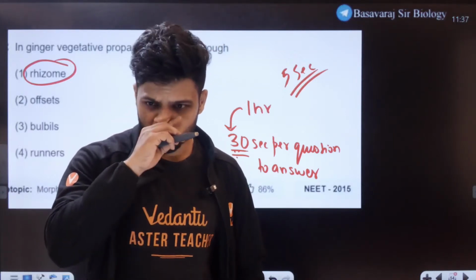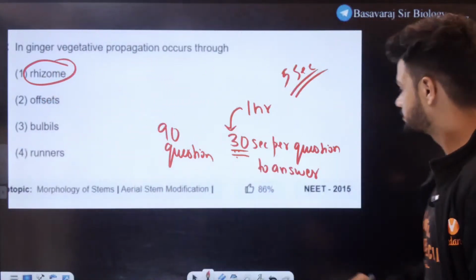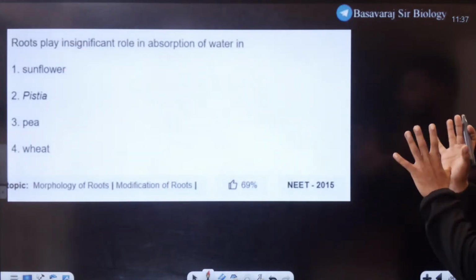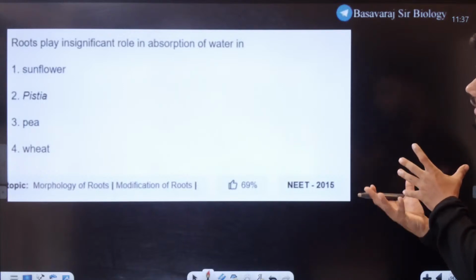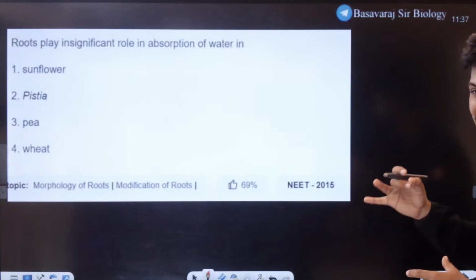So I will show you a question now again. Let's see how fast you can solve. Time starts now. Go. Roots play an insignificant role in absorption of water in which plant? It plays an insignificant role.